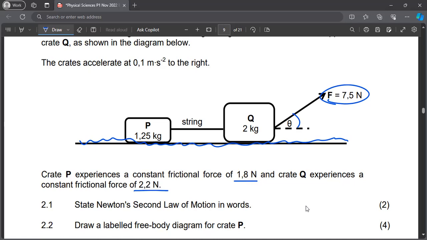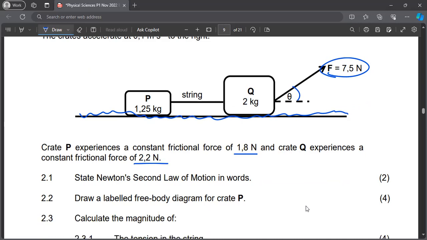Awesome. Now the first question says, state Newton's second law of motion. Well, I trust you can do that. The next one says, draw a labeled free body diagram for block P. So by now you know you have to draw the free body diagram as well for block Q, but on your rough work section. It's absolutely crucial. Fine. So let's go to the whiteboard for that.